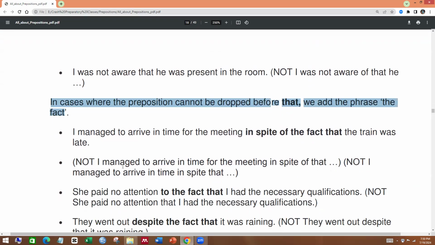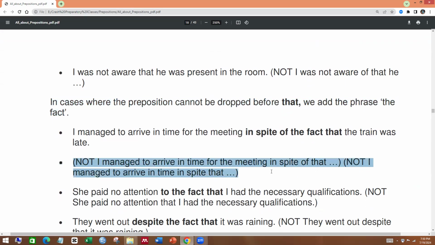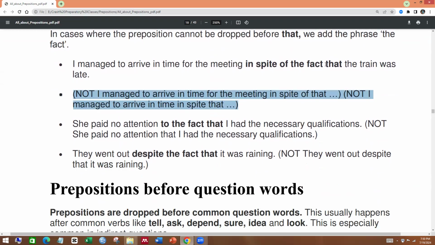अब ये सेंटेंस ऐसे नहीं होगा. Not I managed to arrive in time for meeting, and in spite of that. ठीक है. तो that clause से पहले अगर कोई भी preposition हम drop या fix ना कर सकें तो वहां पे हम the fact word use करेंगे.